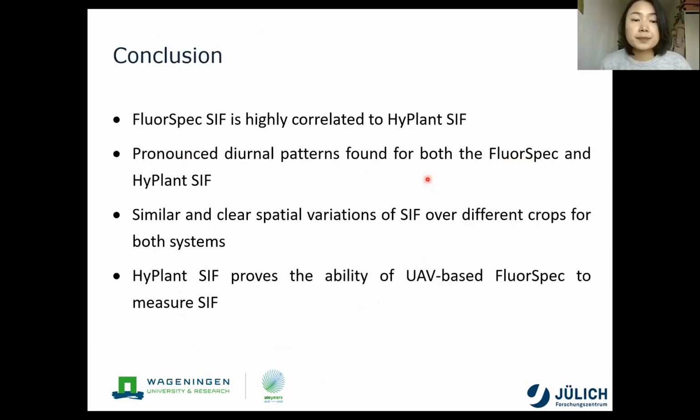So to conclude, FluorSpec SIF is highly correlated to HyPlant SIF, and we found pronounced diurnal patterns for both systems' SIF. Similar and clear spatial variation of SIF over different crops for both systems were found. HyPlant SIF proves the ability of UAV-based FluorSpec to measure SIF.